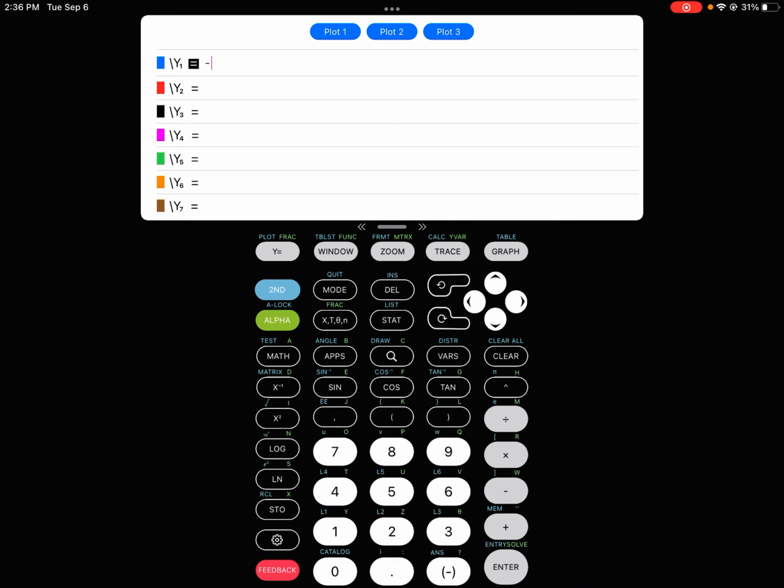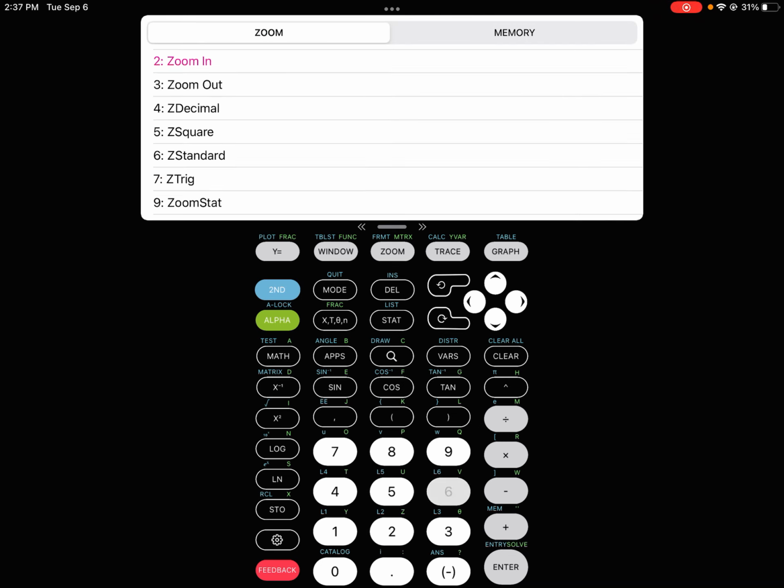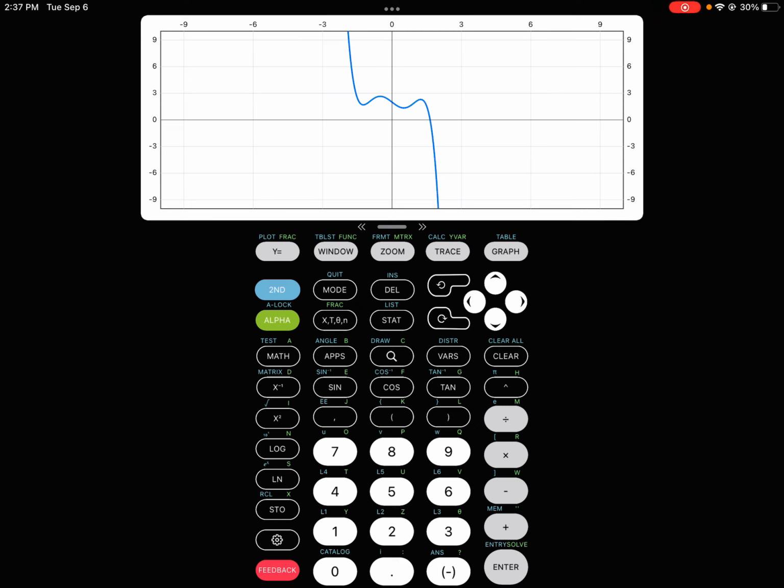So this is negative x to the fifth plus 3x cubed minus 2x plus 2. And I'm just going to zoom standard, which is 6, and I'll get this graph.